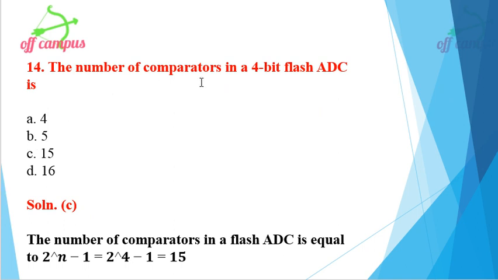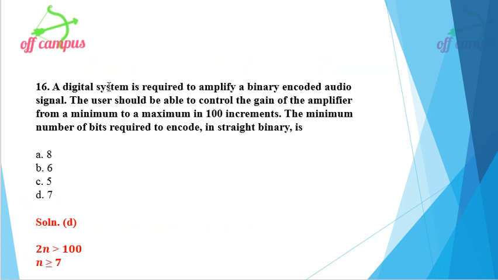The number of comparators in a 4-bit flash ADC. This is a very important question. It is asked very frequently in all of the competitive exams. The number of comparators is nothing but 2 power n minus 1. The general formula is 2 power n minus 1, where n is the number of bits. For 4-bit flash, 2 power 4 is 16, 16 minus 1 is 15. So the number of comparators in a 4-bit flash ADC is option C, 15. Then move on to the next one.